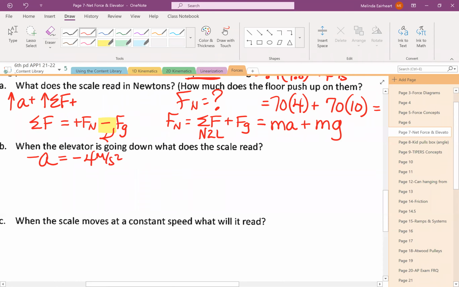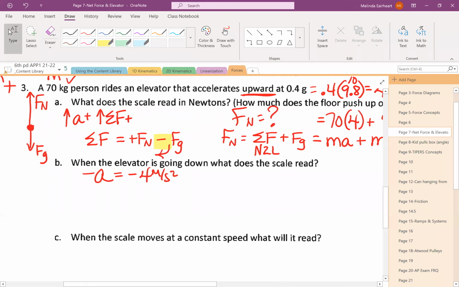Okay. Well, our diagram is going to look a little different. What would our diagram look like now when you're going down? Well, we still have up as positive. We still have the same actual weight. But on the way down, now we feel lighter. Why? Because the floor, the seat, is pushing on us how much?